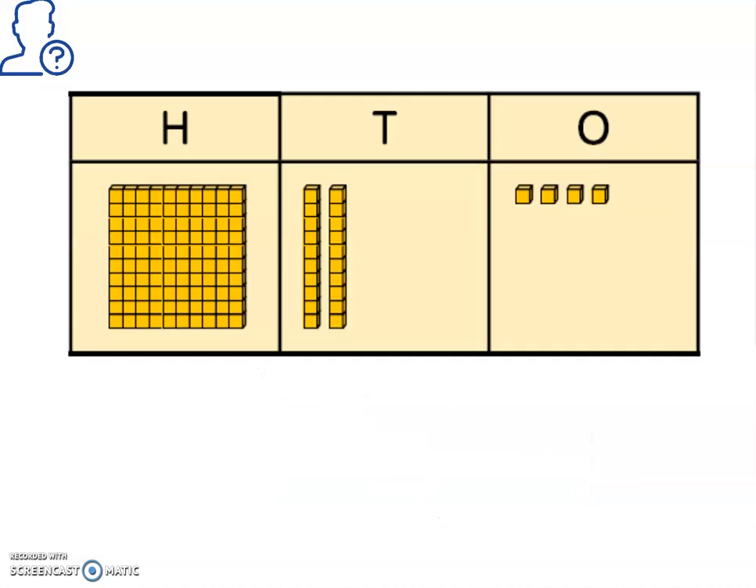So 2 hundreds, 3 tens, 5 ones to make 235. So let's have a look at the number on the board. Again, we've shown this using our base 10 resources, and we can see our hundreds, tens and ones. So can you calculate what number is being represented in this image?